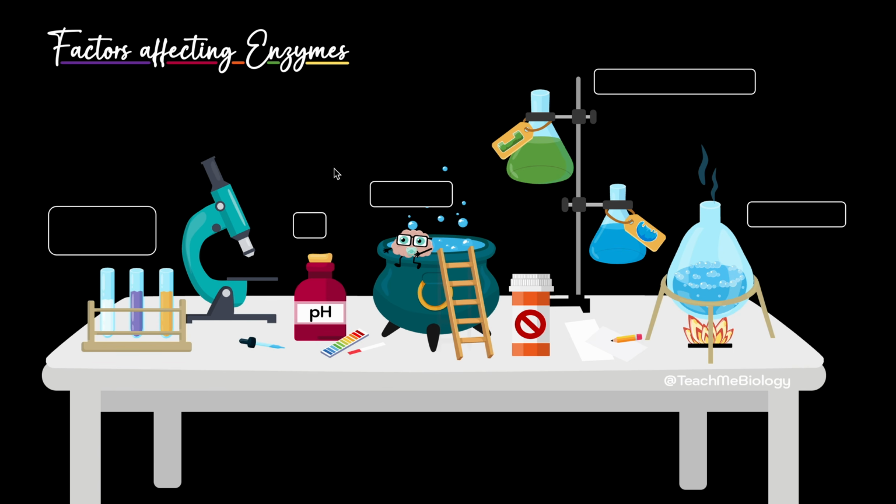On this table, you can see all of the factors influencing enzyme action, and they include substrate concentration, pH, inhibitors, enzyme concentration, and lastly, temperature. We're going to cover each and every single one of these throughout the course of this video, so don't worry, it's going to make sense eventually.